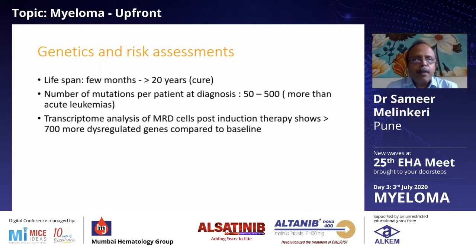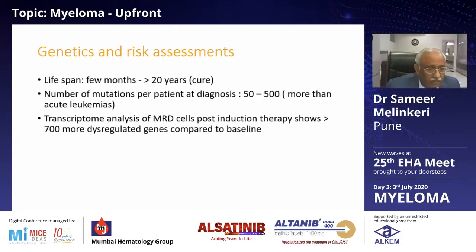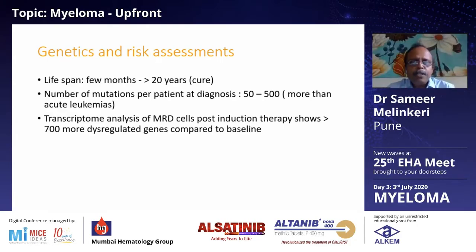So we know that in myeloma, the lifespan of the patient can vary from a few months to even more than 20 years. And at diagnosis, it's been noted that the number of mutations per patient is between 50 to 500, and it's much more than what you see in acute leukemias. And if you do a transcriptome analysis by RNA-seq of the MRD cells post-induction therapy, it shows that there are more than 700 dysregulated genes as compared to the baseline.